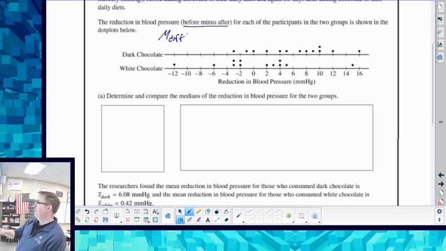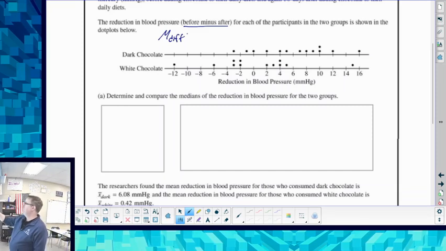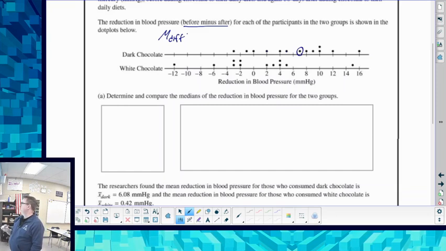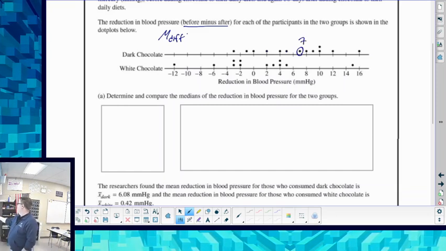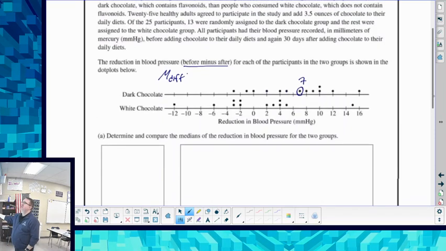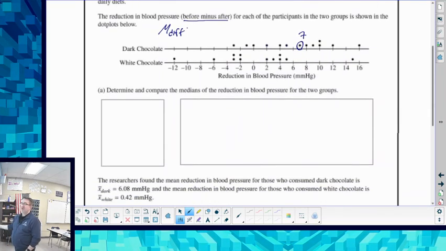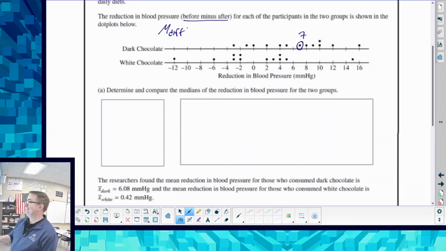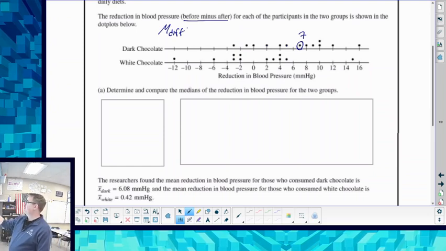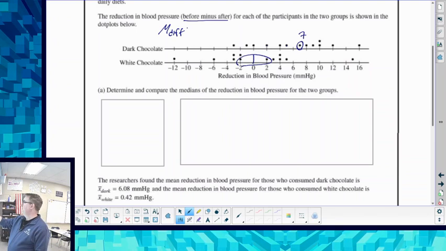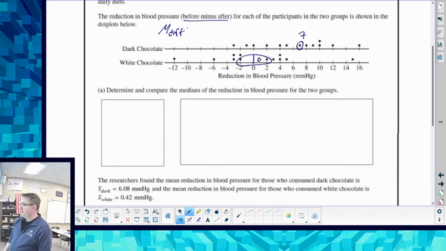In this case, for dark chocolate there's 13 of them, so we need the 7th piece of data, which would be this one. White chocolate had 12, so we need to estimate between the 6th and the 7th, 2, 4, 6, so that means the median's right here, and the median here is going to be 0.